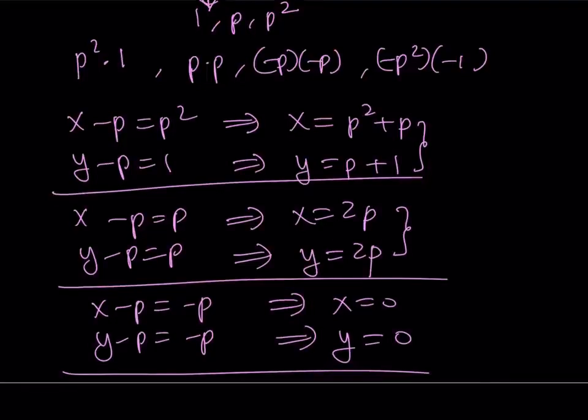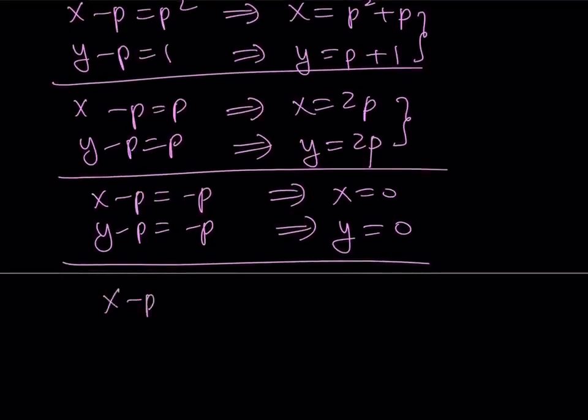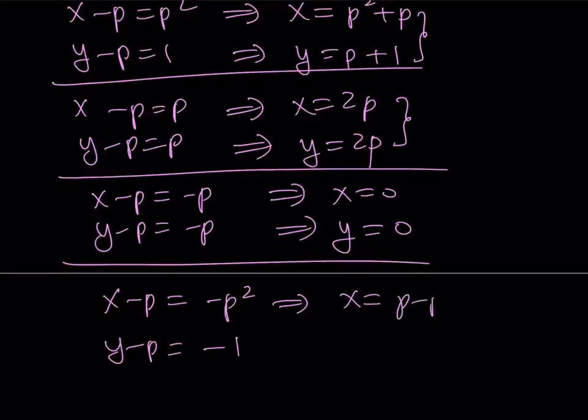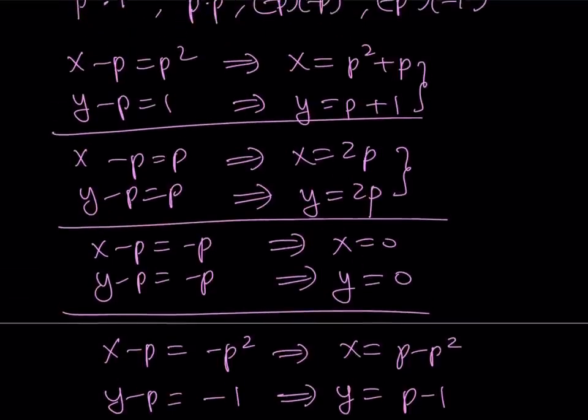And last but not least, we have x minus p is equal to negative p squared, and y minus p is equal to negative 1. From here, we get x equals p minus p squared, and y equals p minus 1. By the way, p minus p squared is going to be a negative quantity, but y equals p minus 1 is not going to be negative. And that's quite possible in our scenario. So we got those 4 cases.